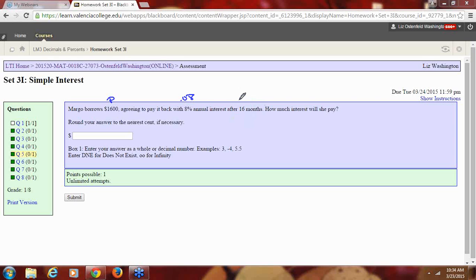So really what you want to do is, since there's 12 months in a year, right, we're going to just put 16 over 12. Because that means that it's 1 year and a little bit, right? It's technically 1 year and 4 over 12, which is really 1 year and 1/3. Okay?